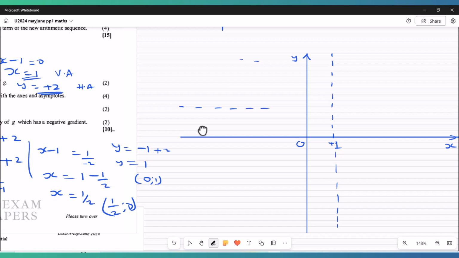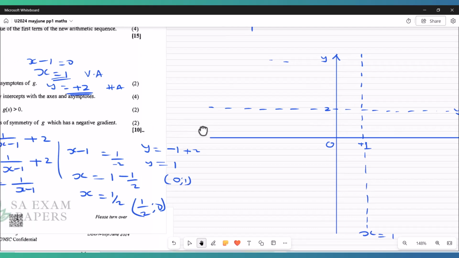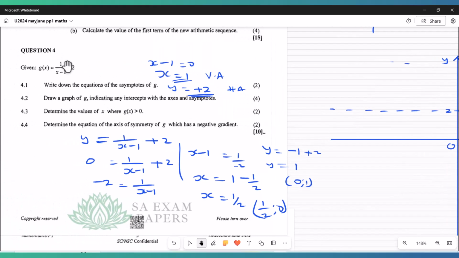The other asymptote is horizontal in this case. So this is 2 here, so this is y equals 2. This was x equals 1. Now, because my value of a is positive, look here, this one is positive, it means my orientation is going to be in the first and the third quadrant.